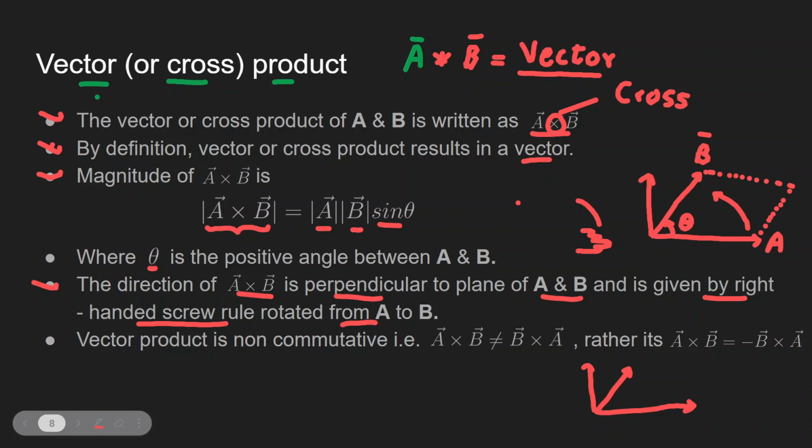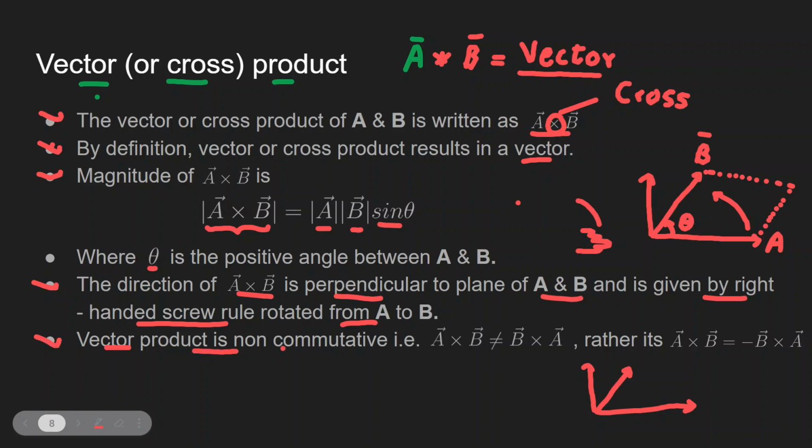The other way is to take a screw. If I want to put a nail inside the wall, I have to rotate it in the clockwise direction so that it will go inside. That is how we can also use the screw rule. If there is any doubt, you can post in the comments, and I will explain this right-handed screw rule more neatly.